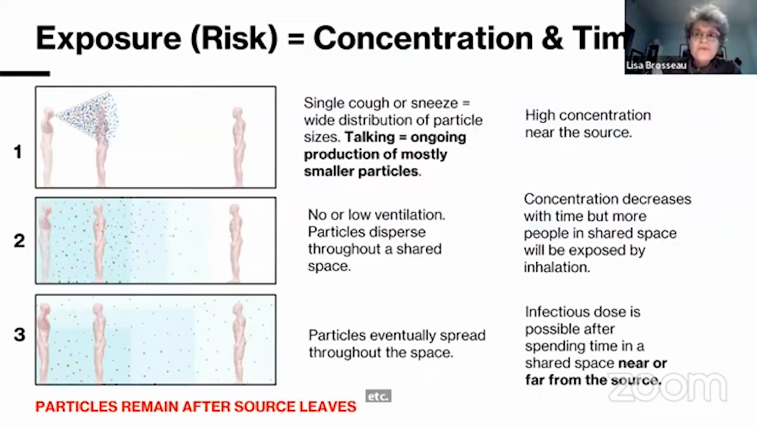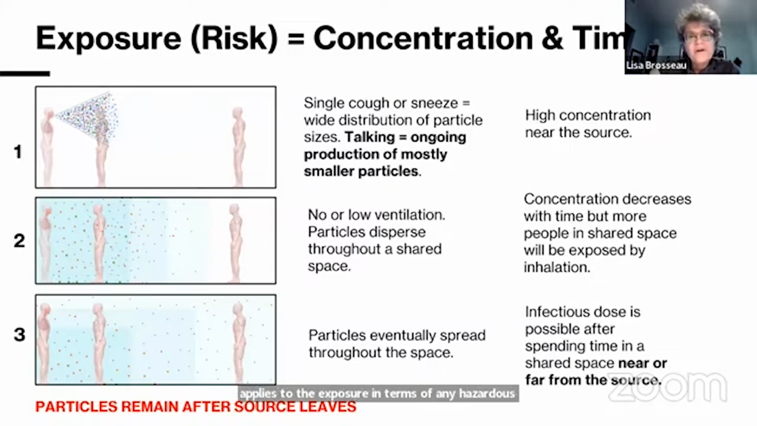This concept is pretty straightforward, and it applies to exposure to any hazardous contaminant in the air. It's basically that your exposure or your risk is a function of two variables: concentration and time. I developed these figures well before the pandemic, and I published them first in a commentary on the CIDRAP website, and then eventually in at least one paper. The purpose was to show people what happens over time.